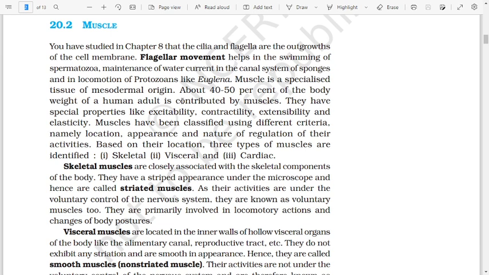Muscle is a specialized tissue of mesodermal origin. About 40 to 50% of the body weight of a human adult is contributed by muscles. They have special properties like excitability, contractility, extensibility, and elasticity. Muscles have been classified under different criteria, namely location, appearance, and nature of regulation of their activities. Based on the location, three types of muscles are identified. First is skeletal, second visceral, and third cardiac.